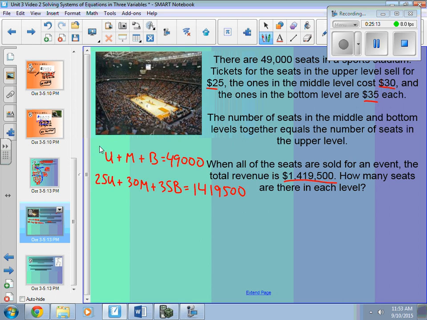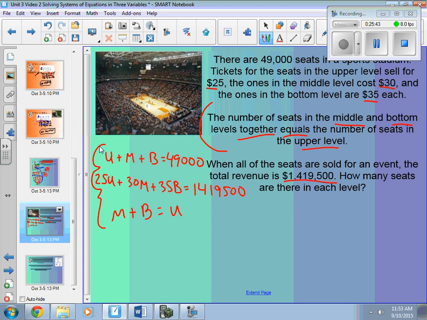that number. All right, we still need one more equation though, because we have three variables, which means that we need three equations to solve. We do have this middle sentence here that can help us out. It says the number of seats in the middle and bottom together equals the number of seats in the upper. So if we add up the middle and the bottom, it should equal the upper level. So now we got three equations, three variables we want to solve.